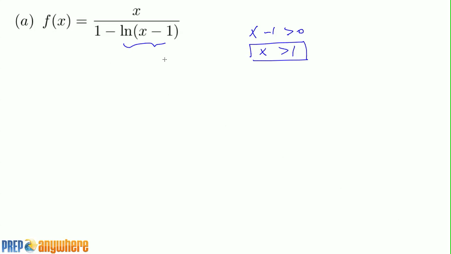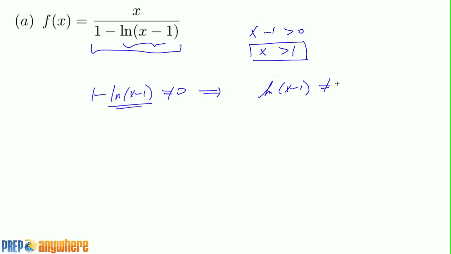Okay, but that's not all. We also cannot have this whole denominator, 1 over ln of x minus 1, equal to 0. So we have to investigate when it could possibly equal 0. Let me bring the 1 over to the other side. Essentially what it comes down to is that this cannot be 1.